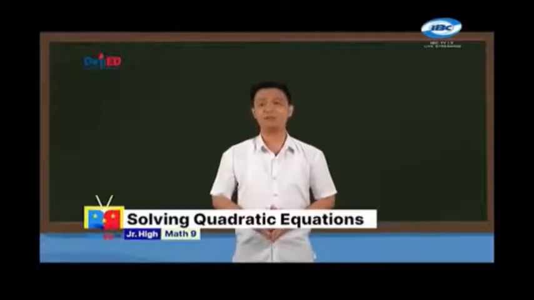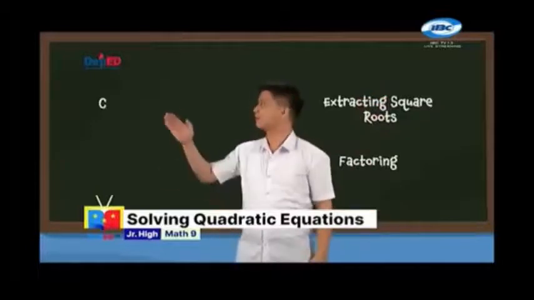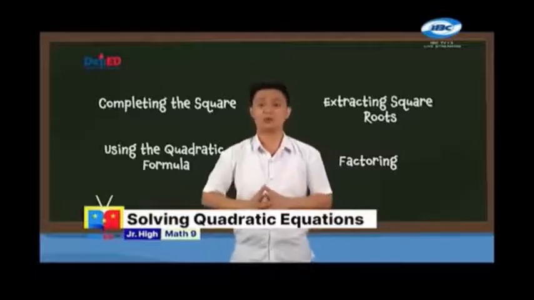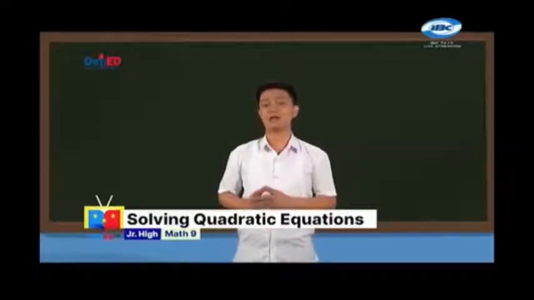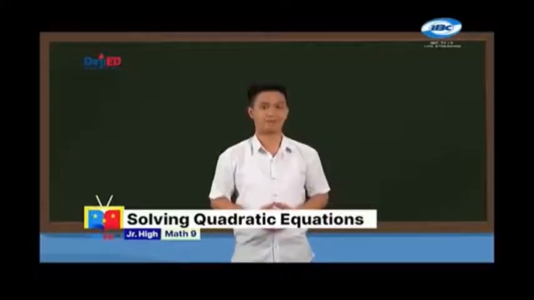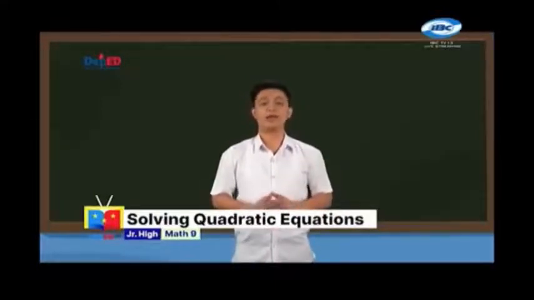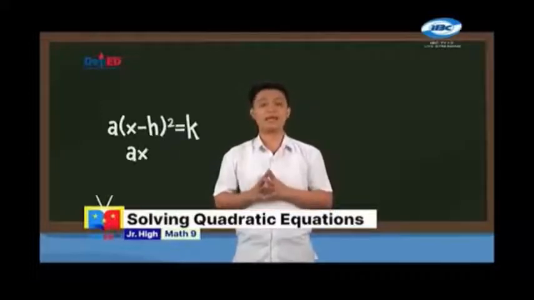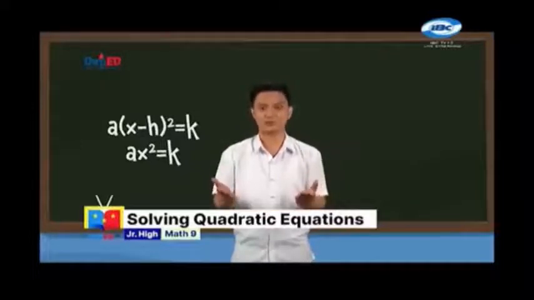There are actually 4 methods: extracting square roots, factoring, completing the square, and using the quadratic formula. The equation that we have to solve is of the form a multiplied by the quantity x minus h squared equals k, where a, h, and k are real numbers. If a quadratic equation is of the form a multiplied by the square of x minus h equals k, or of the form ax squared equals k, we solve it by extracting square roots.